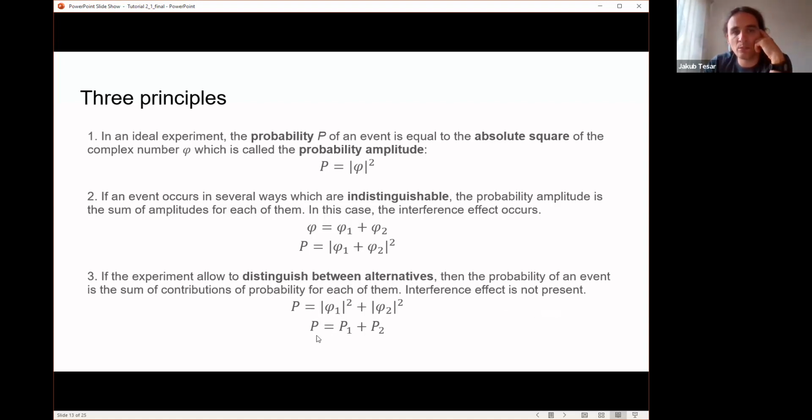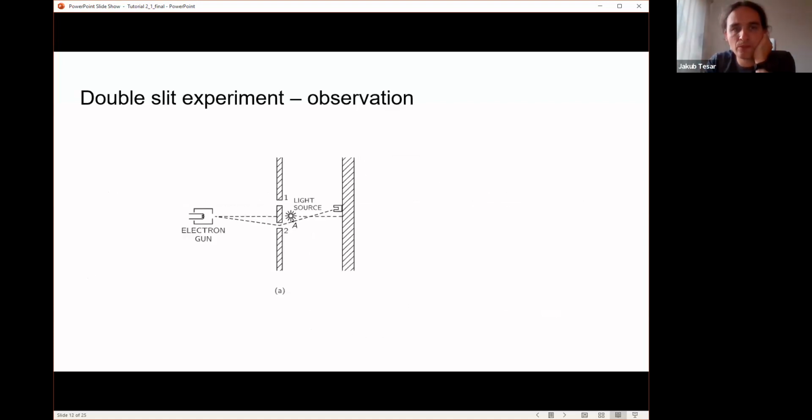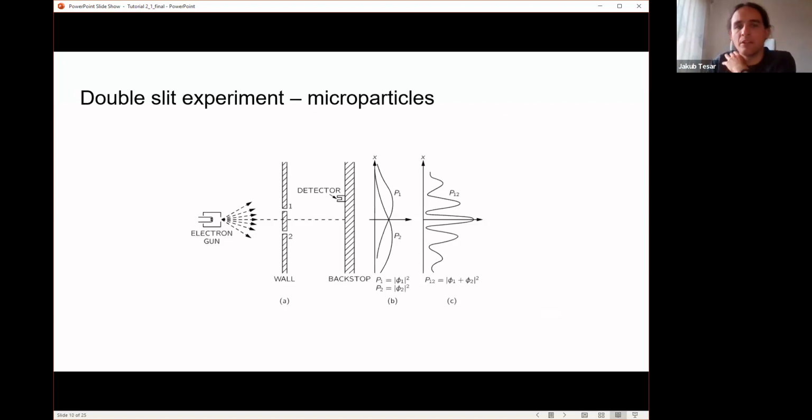So in this case, the probability is just the sum of probability along these two paths. I will try to clarify it once again with the pictures from the microparticles or nanoparticles experiment and other nanoparticle experiment observations. So here we have two paths by which the particle, or the object, can reach the backstop.